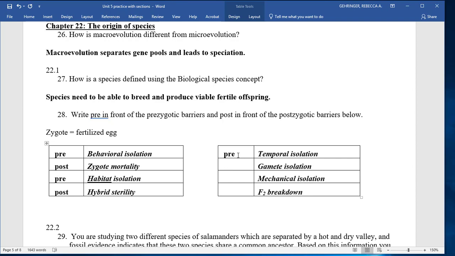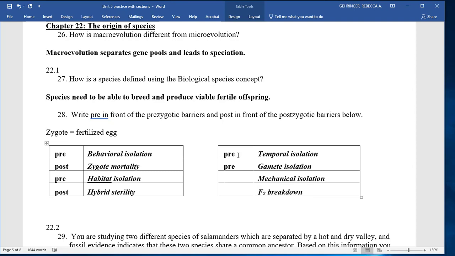Gamete isolation. What's a gamete? Sperm or egg, right? So this means that the gametes can't get together. So if the gametes don't get together, do you get a zygote? No. So this is a prezygotic isolating mechanism.